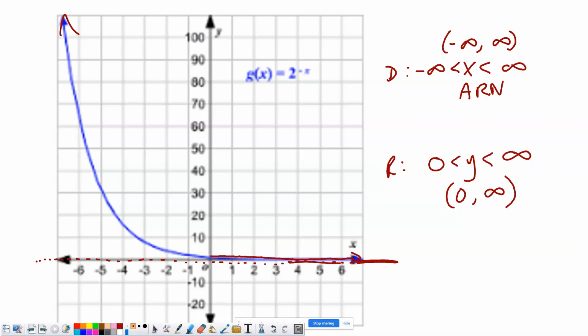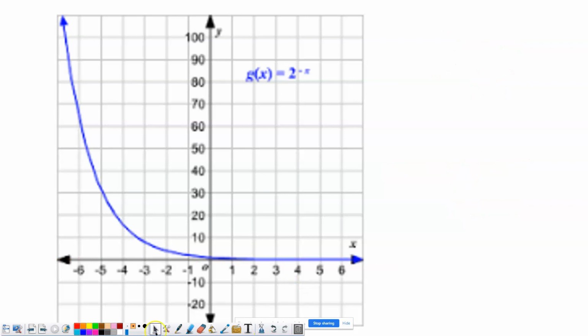Okay? And all that's just a fancy way of saying y can only be positive. It goes from 0, not including 0, up to infinity. That means that y can only ever be positive. Okay? So that's domain and range.